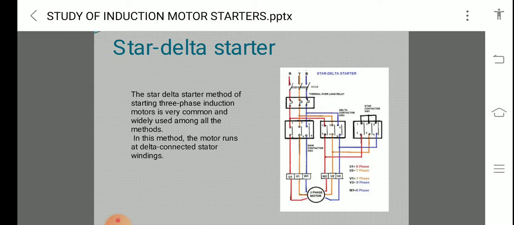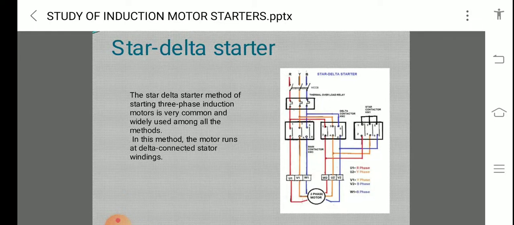Now let's see the star delta starter. The star delta starter method of starting the three-phase induction motor is very common. It is used among all the methods and is more common. In this method, the motor runs with delta connected star windings. This is the diagram for connecting the star delta starter to the motor.